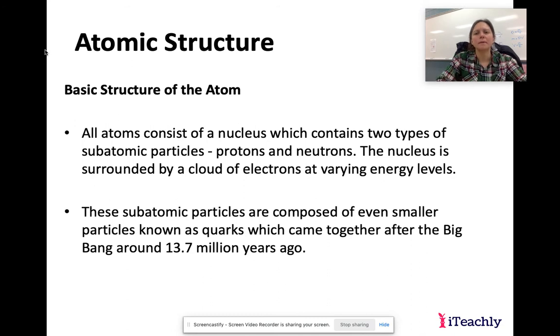So remember that atoms make up all of matter, and that an atom actually has two parts. It has a nucleus and it has an electron cloud, and the subatomic particles are located inside those two locations. So subatomic particles are really, really teeny tiny things, and they're made up of quarks, and quarks actually came together during the Big Bang 13.7 million years ago.